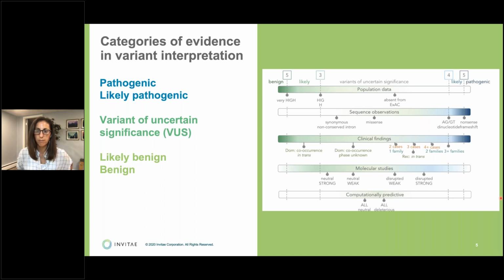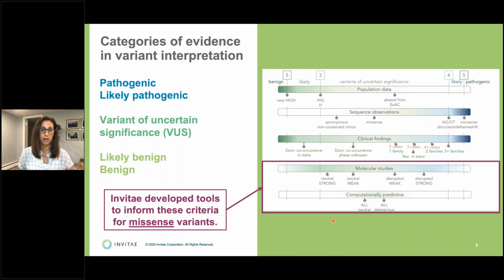The ACMG guidelines, as Dr. Roden stated, recommend using different pieces of evidence when doing your variant classification. So they're listed here on the right: population data, whether the variant is present or absent in control databases; sequence observations, so this is whether the variant is a missense or a nonsense, and what kind of variant is known to cause disease for that gene; clinical findings; and then lastly, molecular studies. So this is your in vitro or in vivo functional studies, and computational predictive in silico tools. Today, I'm going to be focusing on these in silico tools that Invitae has developed for assessing missense variants.